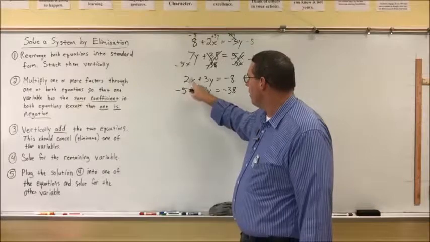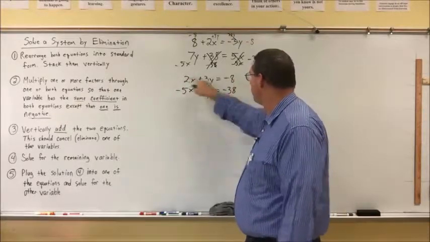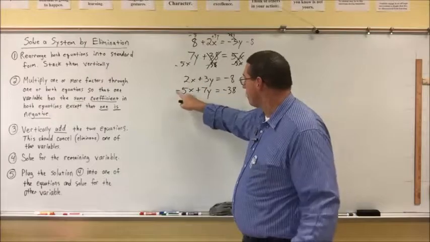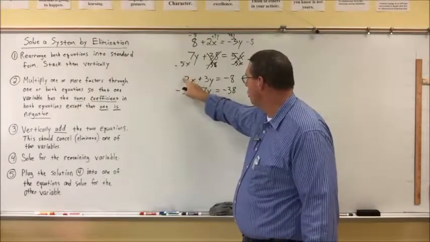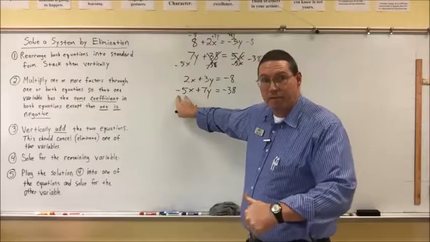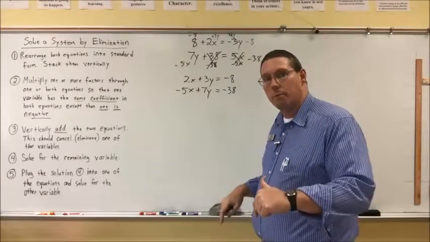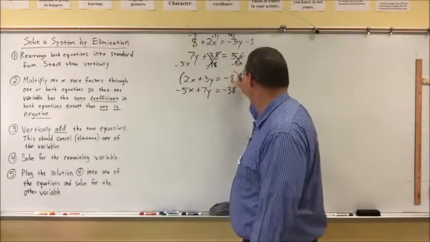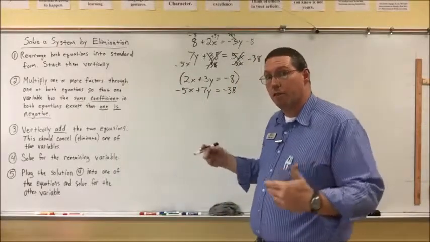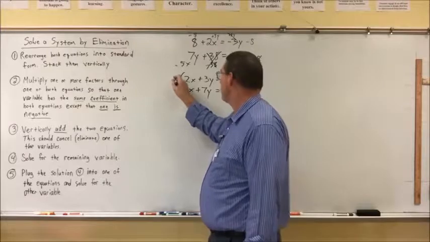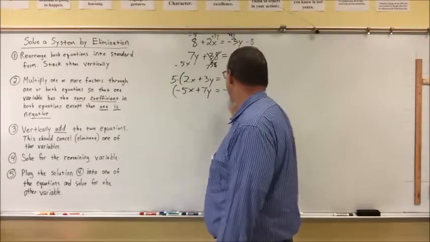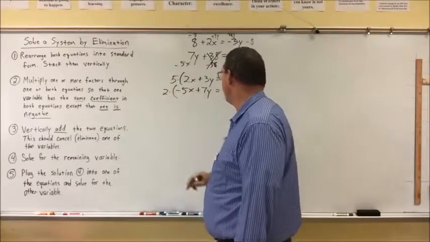Here's what I mean. If I multiply this whole equation by 5, that'll make this a 10. Then if I multiply this equation by 2, that'll make this a negative 10. Then I'll have the same number, but one of them is positive and one of them is negative. So I'm going to multiply this. It takes a little bit of problem solving. You got to think this through to figure out the right numbers. And I'm going to multiply by 5 here, and then on this equation, I'm going to multiply by 2 here.